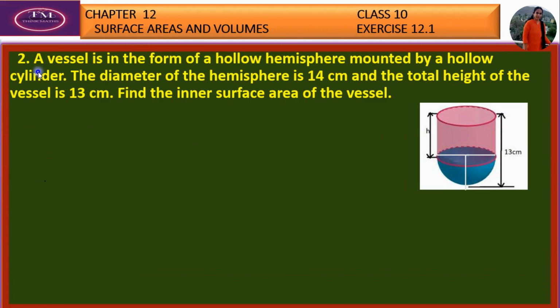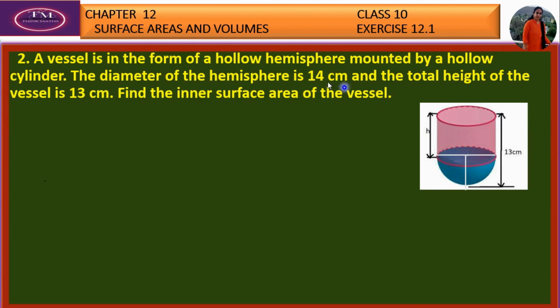Question number 2. A vessel is in the form of a hollow hemisphere mounted by a hollow cylinder. The diameter of the hemisphere is 14 centimeter and the total height of the vessel is 13 centimeter. Find the inner surface area of the vessel.